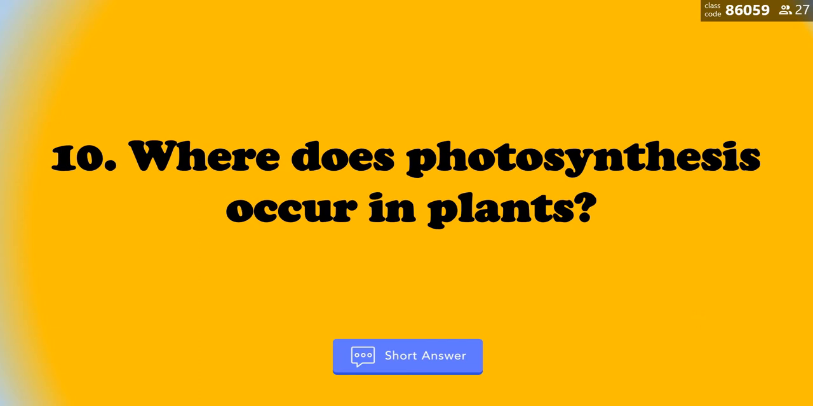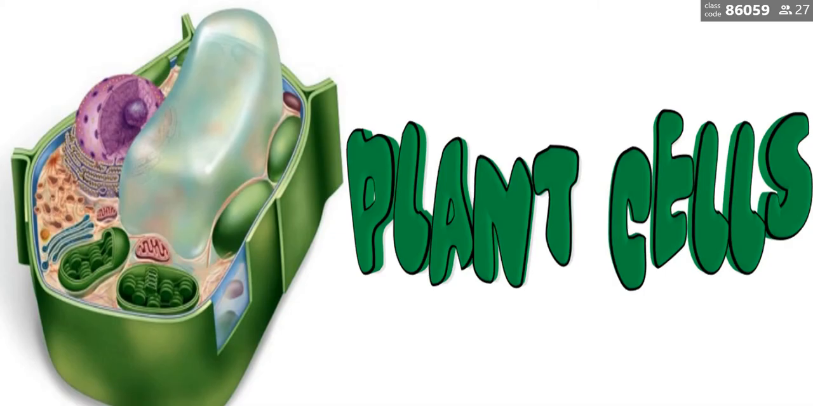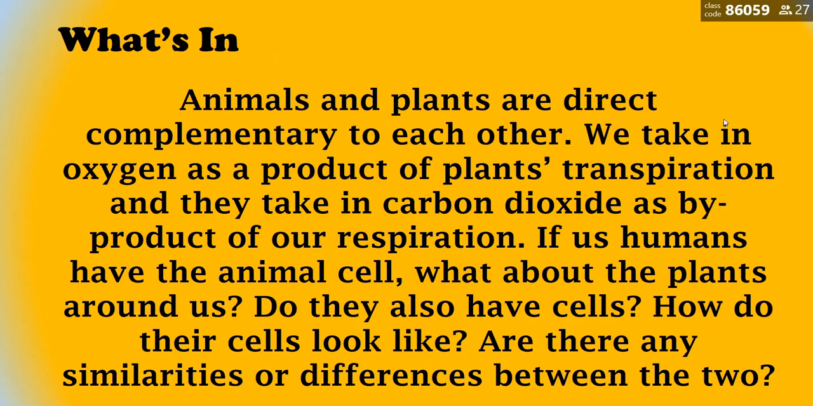Thank you. And let's proceed with the discussion. Let's talk about plant cells. Animals and plants are direct complementary to each other. So they need each other. They complement with each other. We take in oxygen as a product of plants' transpiration, and they take in carbon dioxide as byproduct of our respiration. So we give carbon dioxide to them, then they give us oxygen for us to inhale.